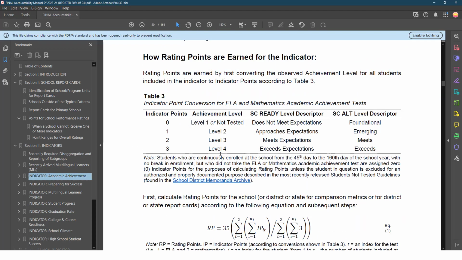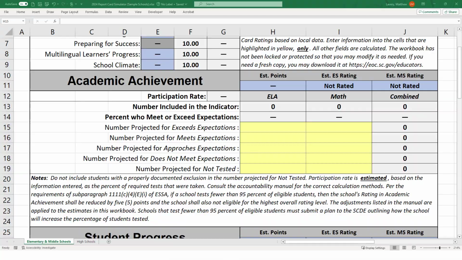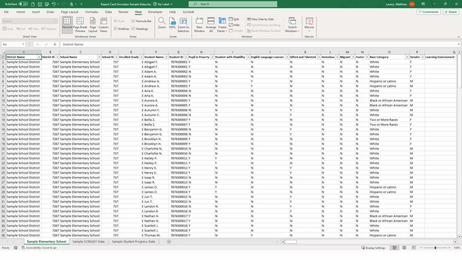Table 3 indicates that both the SC Ready and the SC ALT translate to the same number of indicator points. Both tests are scored on 4 achievement levels, and so they can be entered into the same area of the report card simulator. Now, I've generated some sample data for 100 students in grades 3 through 5 at Sample Elementary School, and we'll work with this data.